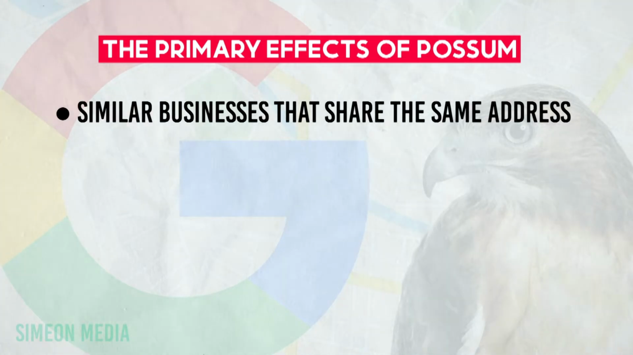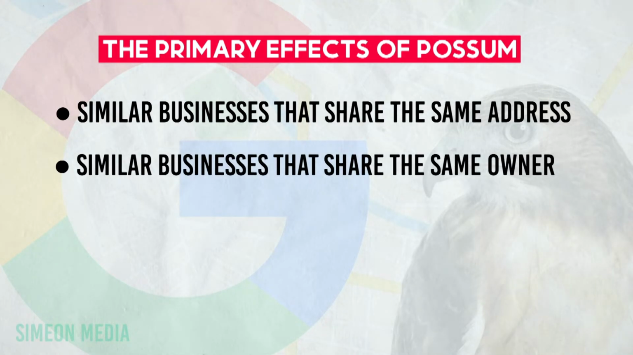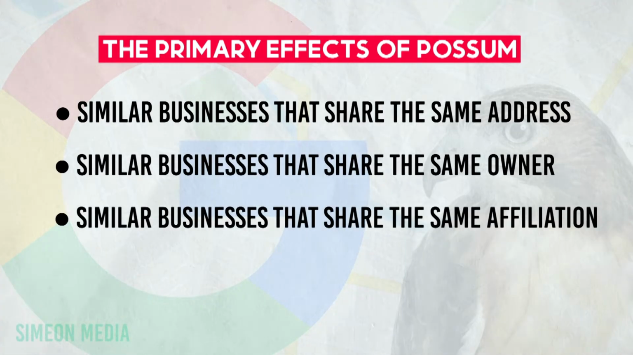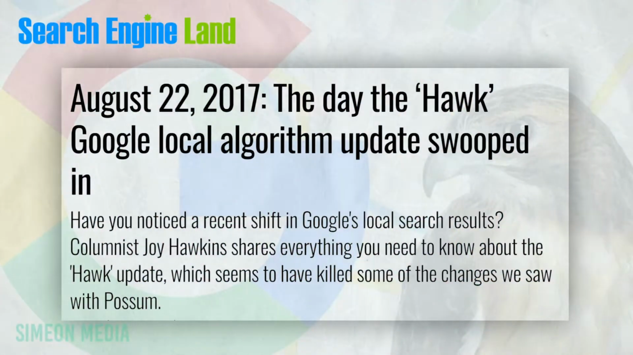Similar businesses that share the same address. Similar businesses that share the same owner. Similar businesses that share the same affiliation. Similar businesses that are located very close to each other. Despite the Hawk update softening the effects of the possum filter, the filter still exists, and it is still very necessary to understand how to identify possum and learn strategies to counter it.